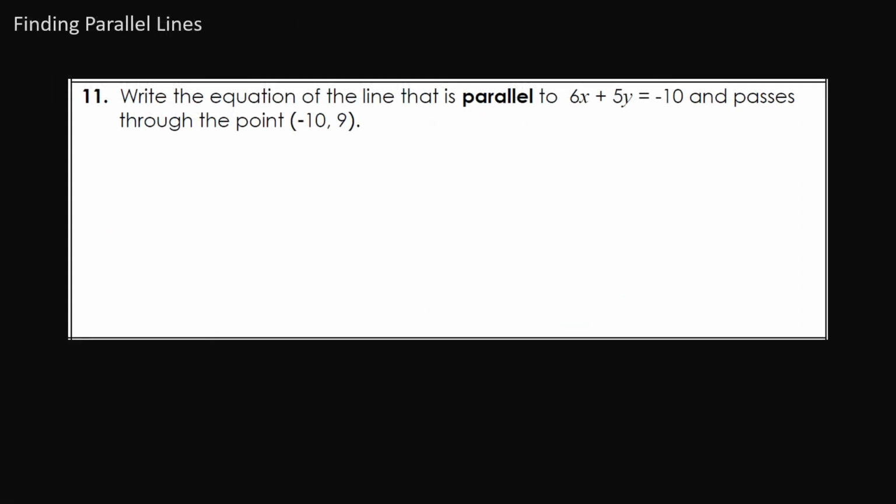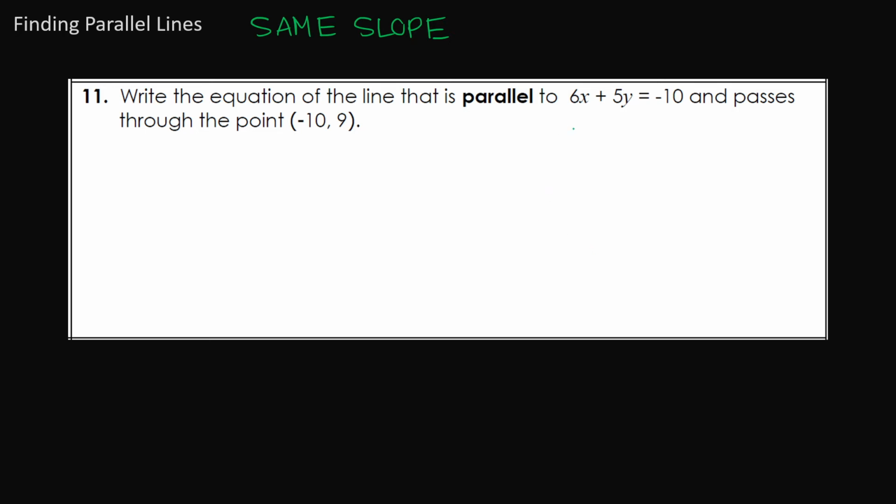Now let's get into our talk about parallel and perpendicular lines, and let's start with parallel lines. We know from our last lesson that parallel lines have the same slope. That's how they never intersect. They have the same slope. So we want to be able to write the equation of the line that is parallel to 6x plus 5y equals negative 10 and passes through the point negative 10, 9.